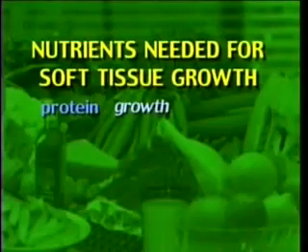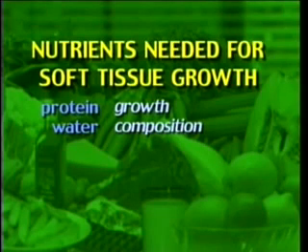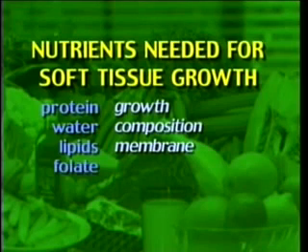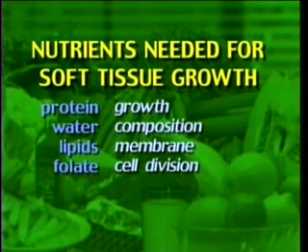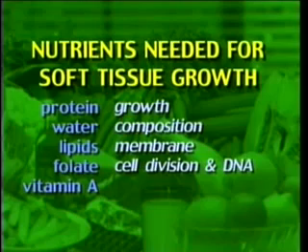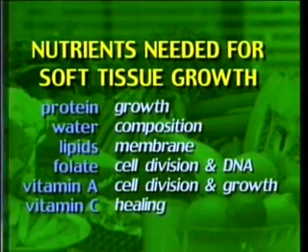But again, one nutrient, in this case protein, on its own, simply isn't enough. Cells need a range of nutrients to grow and maintain themselves. When it comes to soft tissue growth, water forms an essential part of the cell's nucleus and composition. Lipids are an essential part of the cell's membrane or outer wall. Folate is necessary for cell division and to make deoxyribonucleic acid, or DNA, which carries our genetic information. Vitamin A is essential for cell division and growth, and vitamin C assists in the healing of wounds.